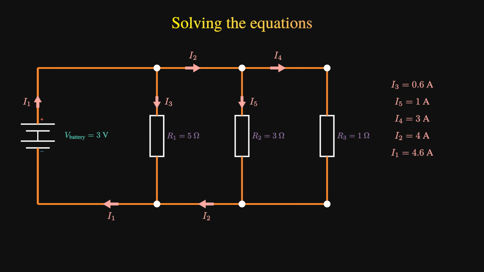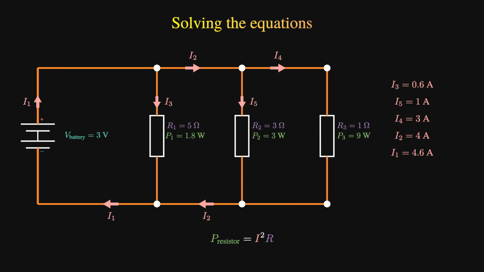Using this, we can find the power output through each resistor. If you recall, the power expended by a resistor is the current through each resistor squared times the resistance. So through R1, the power is I3 squared times R1. Through R2, it's I5 squared times R2, and through R3, it is I4 squared times R3. We can use our values for the current to calculate these.